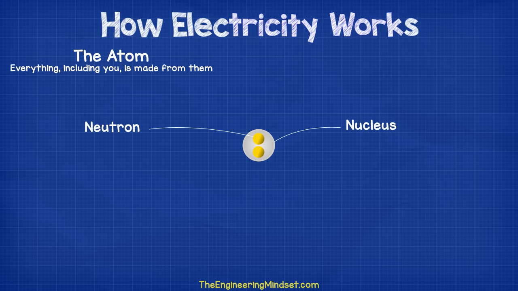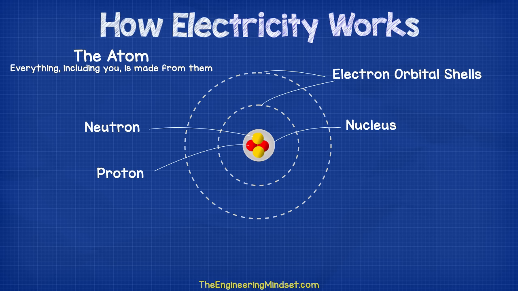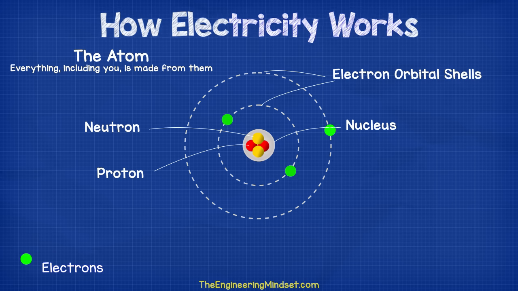At the center of the atom we have the nucleus. Inside the nucleus we have the neutrons, which have no charge, and we also have the protons, which are positively charged. The neutrons and the protons are much heavier than the electrons, so these will stay within the nucleus. Surrounding the nucleus are different layers of orbital shells. These are like flight paths for the electrons. The electrons flow along these flight paths much like a satellite orbits our planet, except that the electrons travel at almost the speed of light.